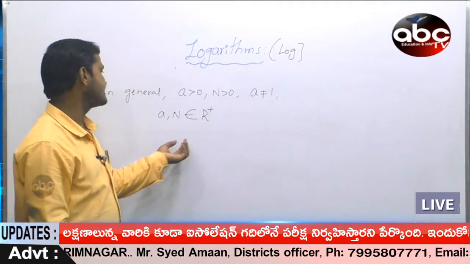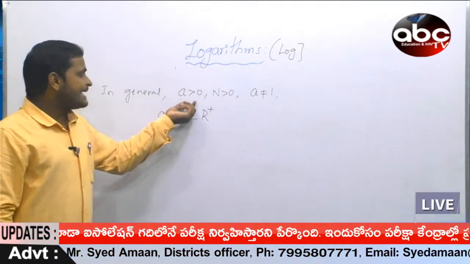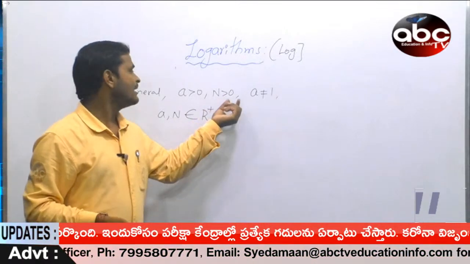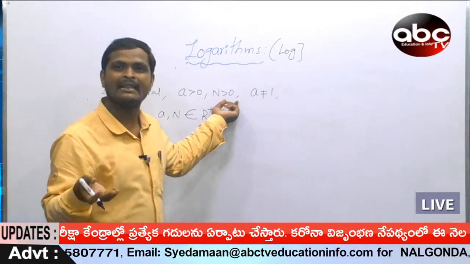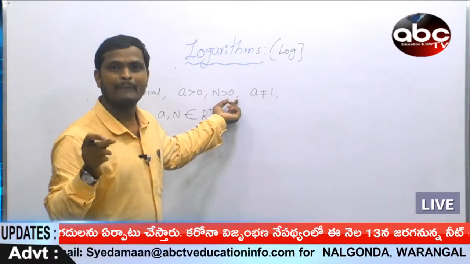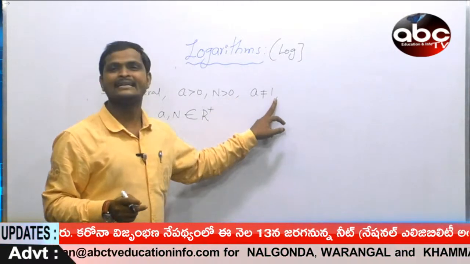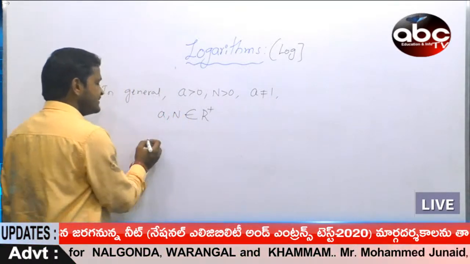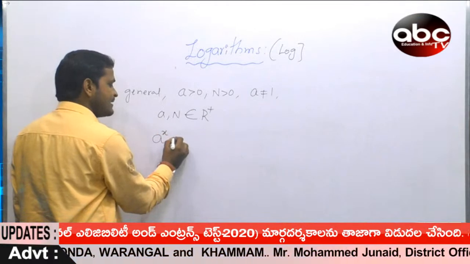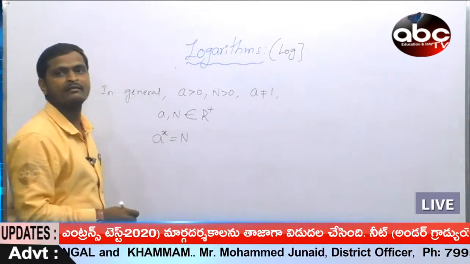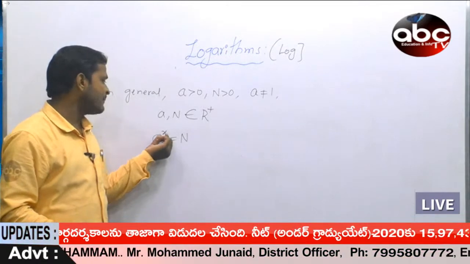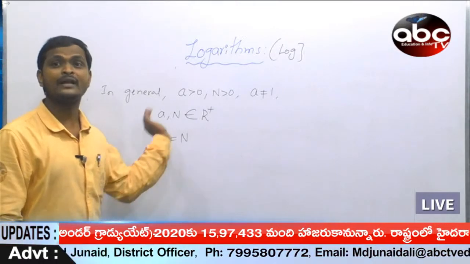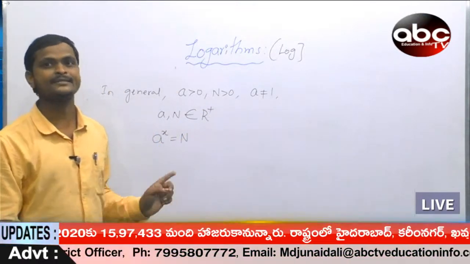Okay, real positive numbers. A greater than 0 means the values are greater than 0. N greater than 0 means positive real numbers. And the condition a not equal to 1. Then the general form: a power x is equal to n. When you already know, students, what is a power x is equal to n? It is the exponential form. Then we have to write it in logarithm form, that is the general form.